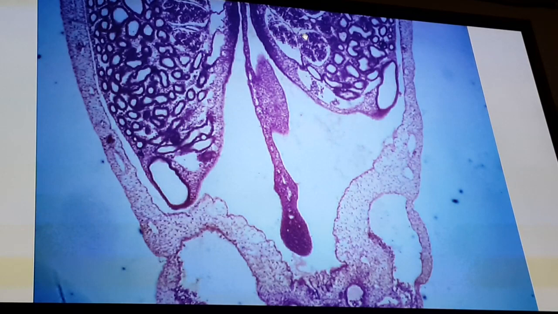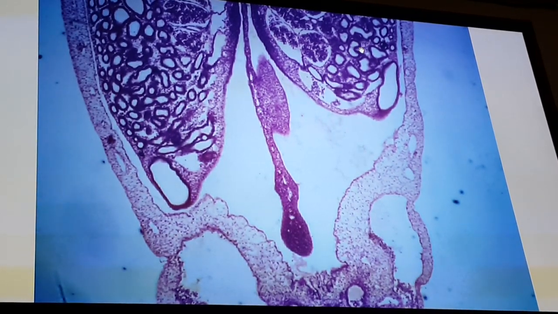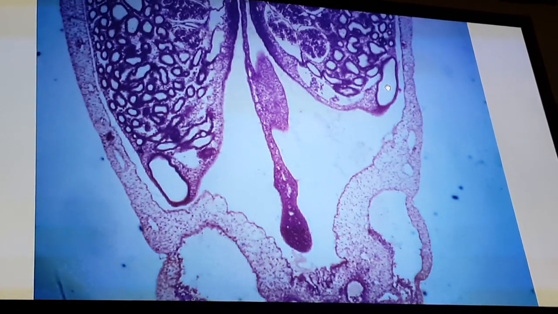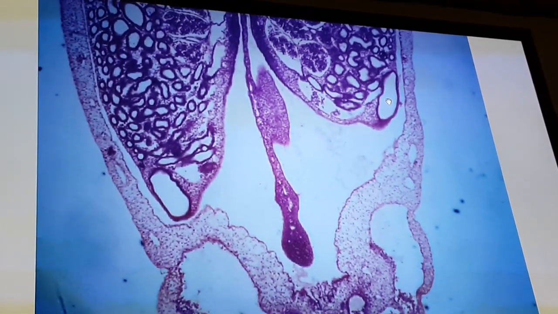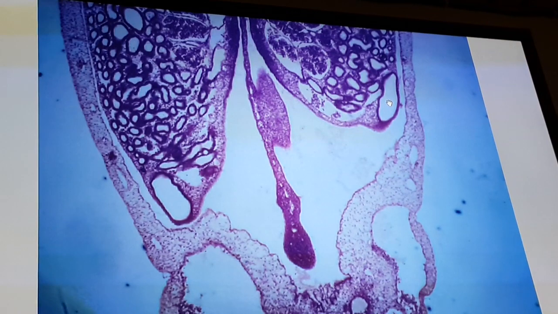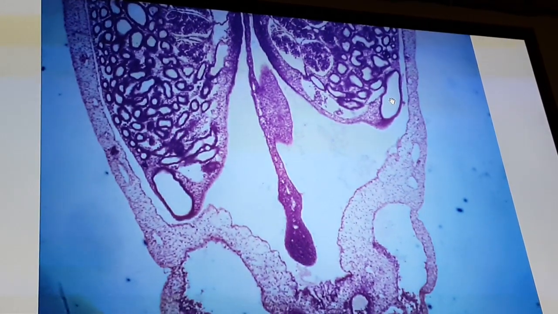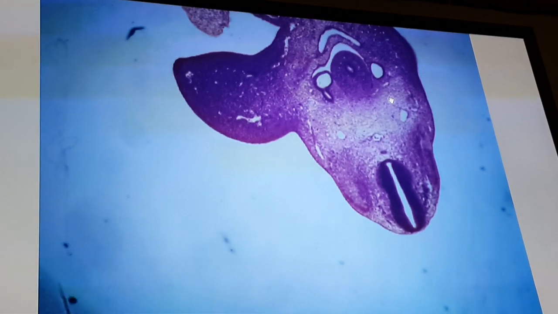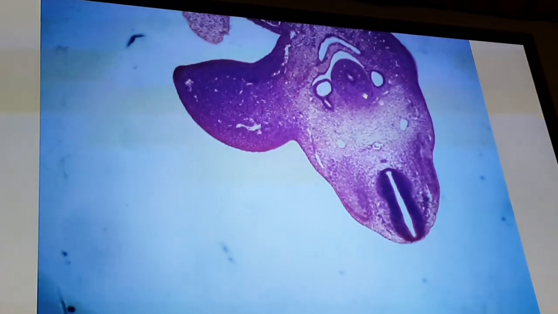These are the renal glomeruli. These are the S-shaped tubule. And this is the mesonephric duct, which is Wolffian duct. Formed by union of the lateral side of the S-shaped tubule. Okay? This is a limb bud.